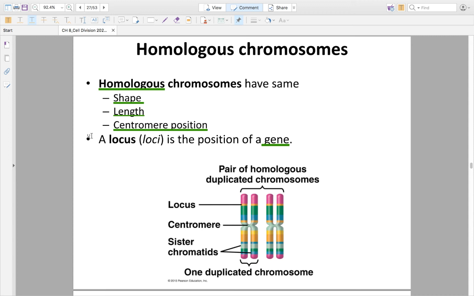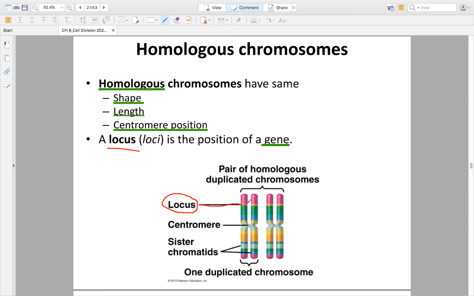Okay, so a couple of terms that we have to know here. Number one, homologous chromosomes. You as an individual, you have 23 pairs of homologous chromosomes, so a total of 46. And each one of those chromosomes is going to have the same type of genes, the same gene location. So another term we need to know is locus. Locus is the location or position of a gene.